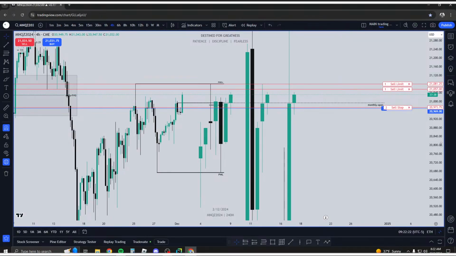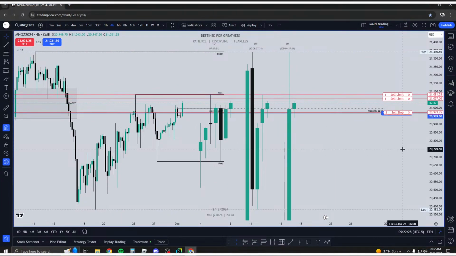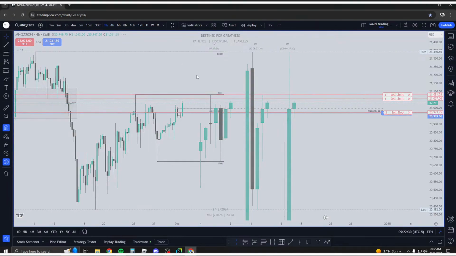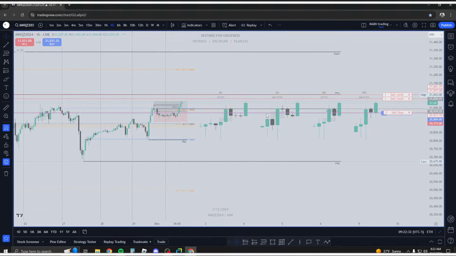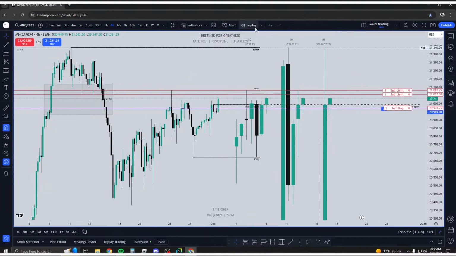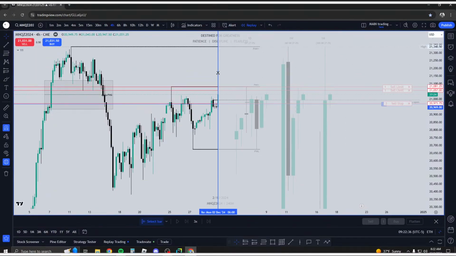I am currently in a trade right now, and I will show you guys why. So here I'm gonna stay on the 4-hour time frame just so I can show you guys why I even took this trade in the first place.